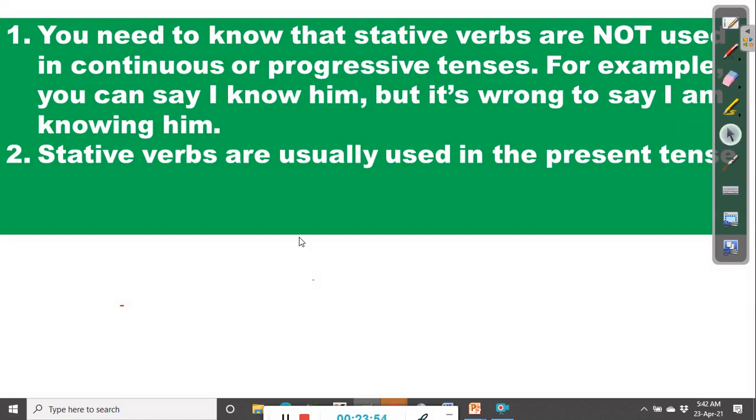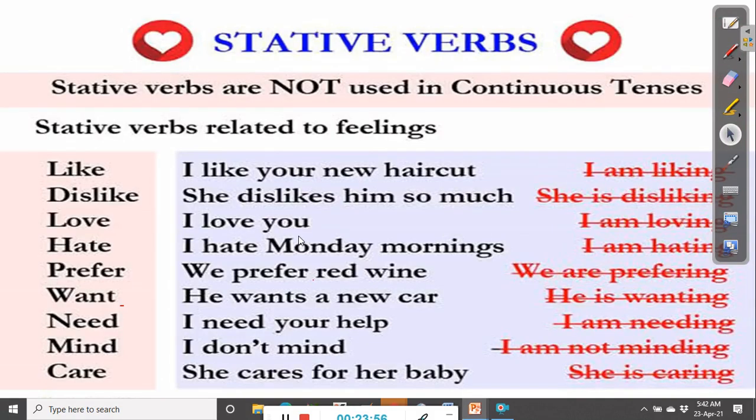So with this in mind, let's move on to really look at these specific examples of how we can use or not use stative verbs. All right, we are going to look at how we can use stative verbs correctly and how we can misuse them, thereby committing grammatical blunders. We are going to look at all these.